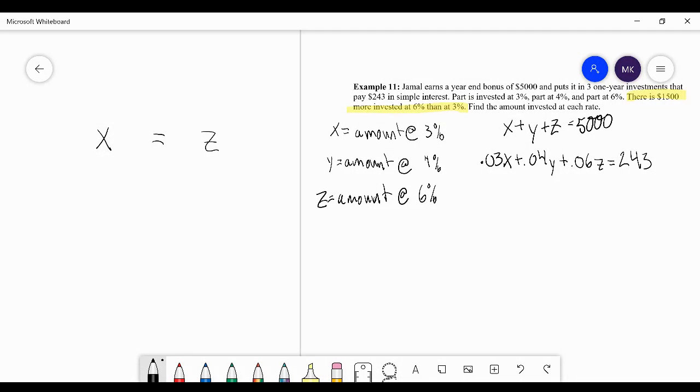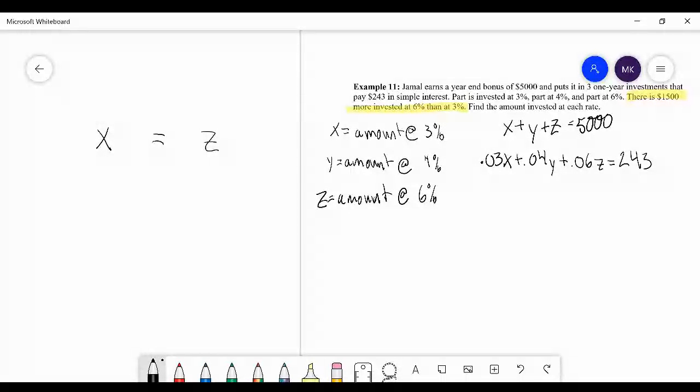Is X or Z bigger? Not the percents, but the amount, remember? Based on what information we were given right here, there is 1,500 more invested at 6%. So that means the amount invested at 6% is bigger, right? I wish you could see my hands right now because I use my hands a lot for this piece. But if you think of it like stacks, the stack of Z is much taller. It's taller by 1500. So how do I make these two stacks even?